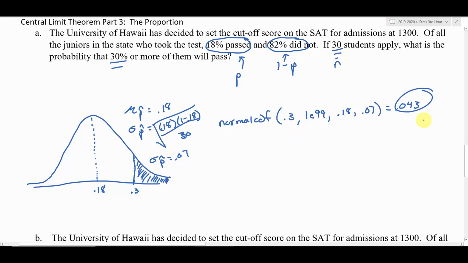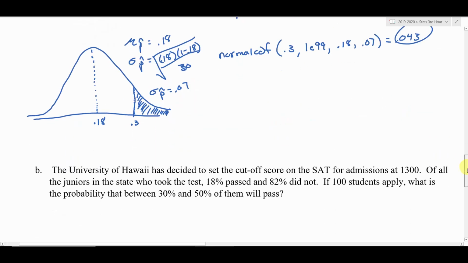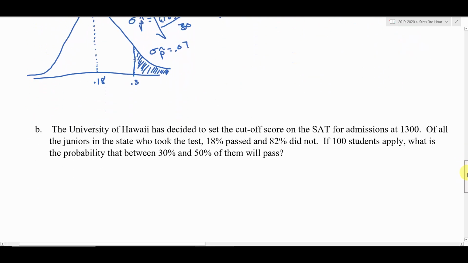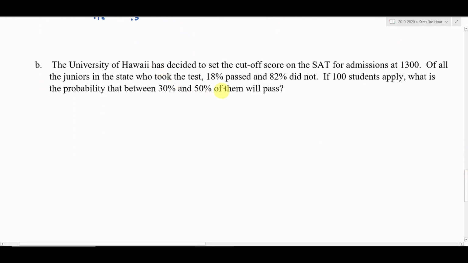All right, let's go to the next one. Let's do it one more time, and let's make sure we pick out the important information here. Same thing: they have a cutoff score of 1,300. The juniors in the state took the test. It's still 18%, so we have P, and here we have 1 minus P. So we've got those two pieces of information.